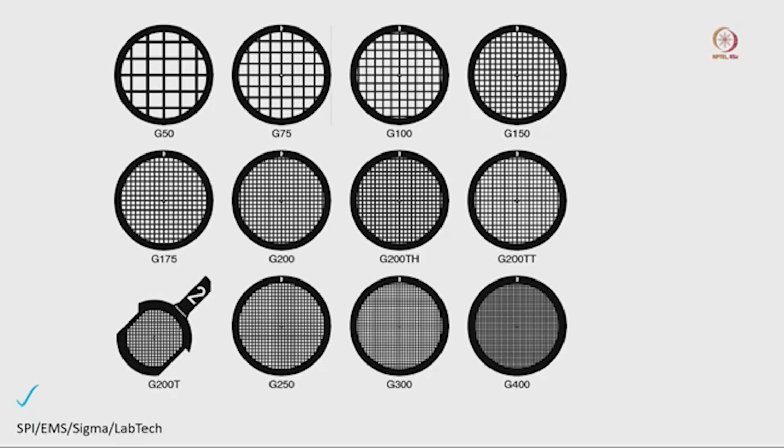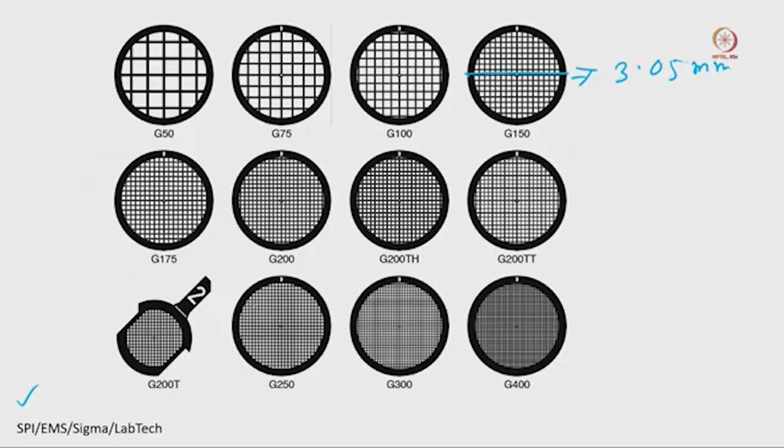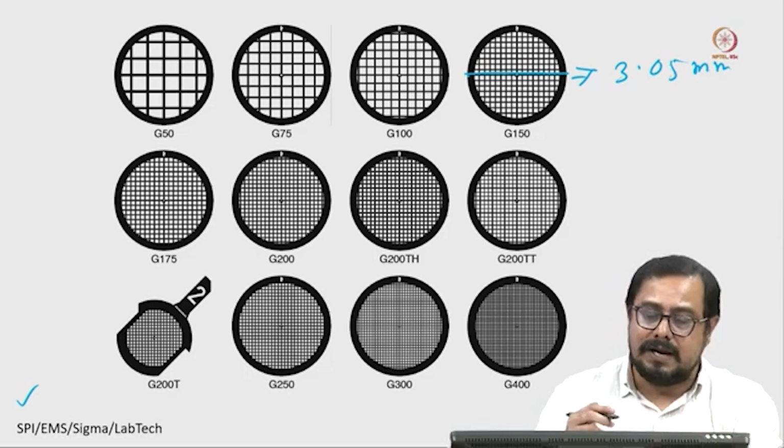As I mentioned previously, the diameter of all these grids will be 3.05 millimeter. This diameter is very important, because the holder we cannot change again and again. It can fit only this diameter of grids. That is the reason most of the time those grids are fixed. Other sizes are also possible, but we are not discussing them, we are just discussing the commonly used grid.